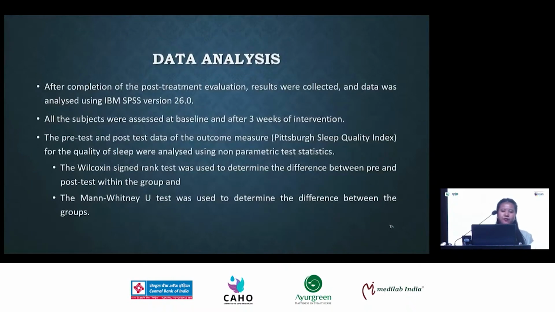Data analysis. After completion of the post-treatment evaluation, results were collected and data was analyzed using IBM SPSS version 26.0. All the subjects were assessed at baseline and after 3 weeks of intervention. The pre-test and post-test data of the outcome measures for the quality of sleep were analyzed using non-parametric test statistics. The Wilcoxon signed rank test was used to determine the difference between pre and post test within the group, and the Mann-Whitney U test was used to determine the difference between the groups.